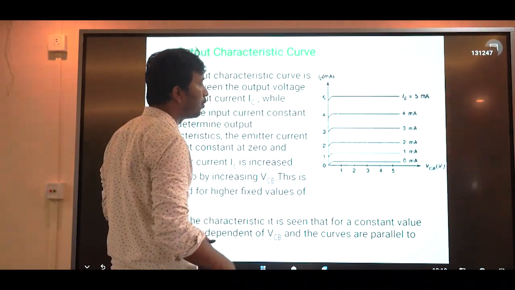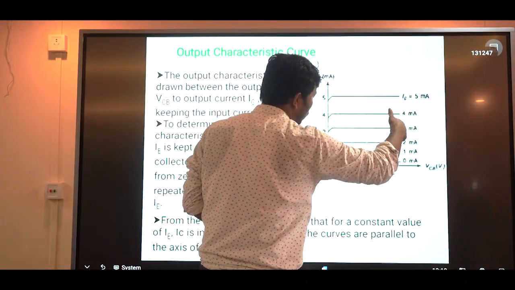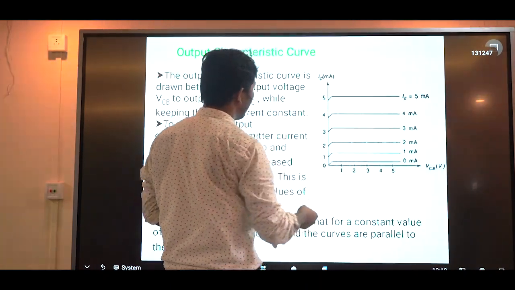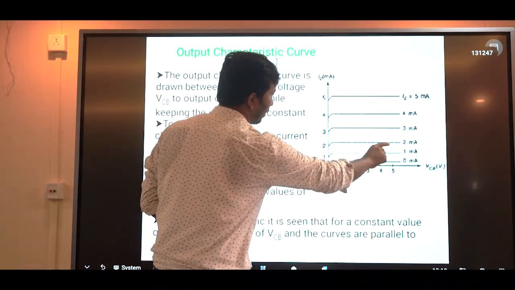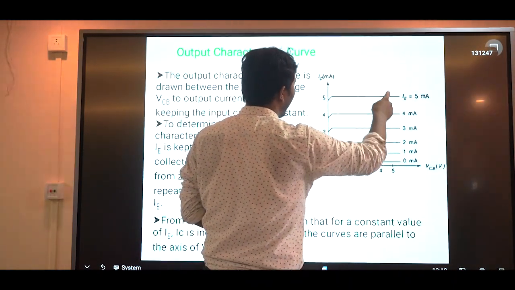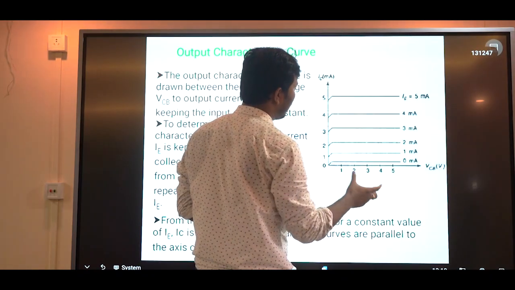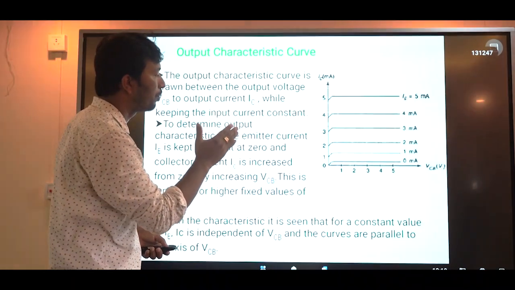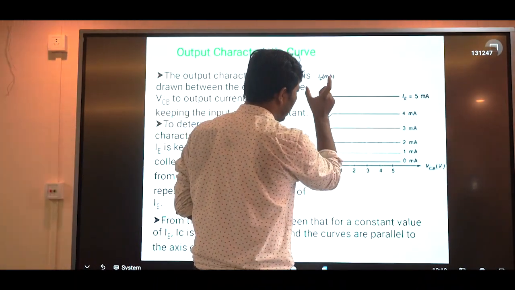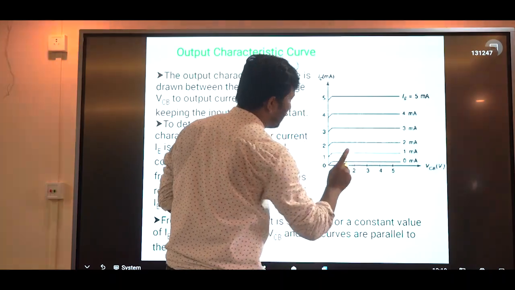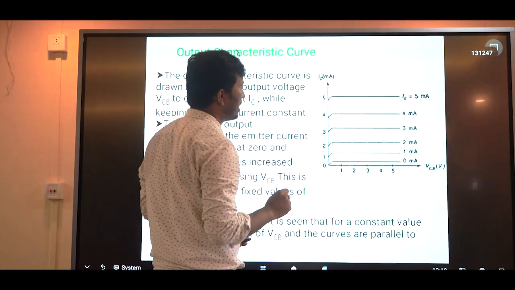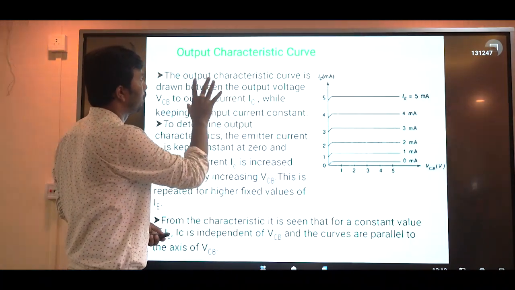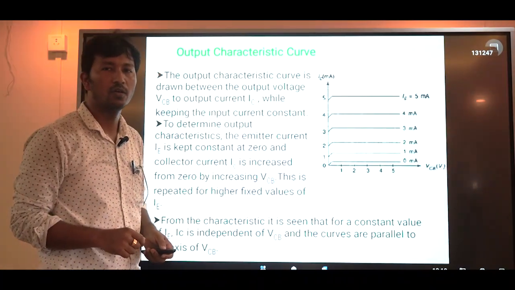Then for the next graph, we increase the IE value to, say, 1 milliampere. Then we again increase the value of VCB and note the value of IC. Then we will get another graph. In this way, by increasing IE, we can measure different sets of IC corresponding to VCB, and it can be seen that for higher values of VCB, IC is almost independent of VCB. If we want to increase the value of IC, we will have to increase the value of IE only. So this is the output characteristic curve in common base configuration.